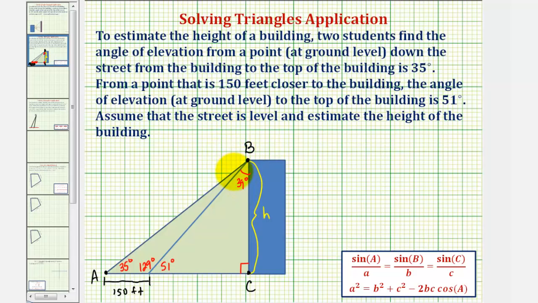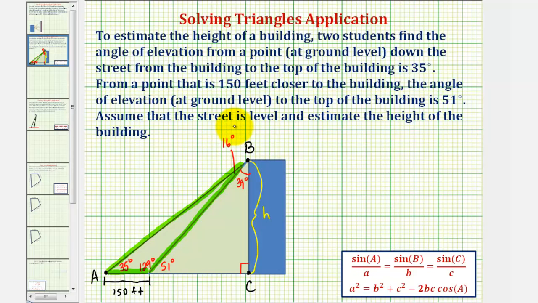To find the measure of this small acute angle here, if we focus on this obtuse triangle, we know the sum of the interior angles of any triangle is equal to 180 degrees, and therefore 180 minus 35 minus 129 is equal to 16, so the measure of this angle is 16 degrees.